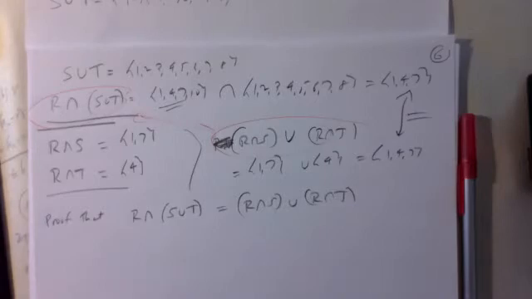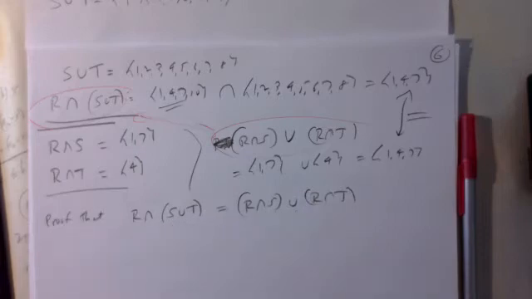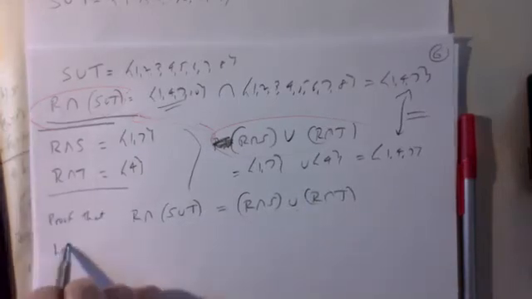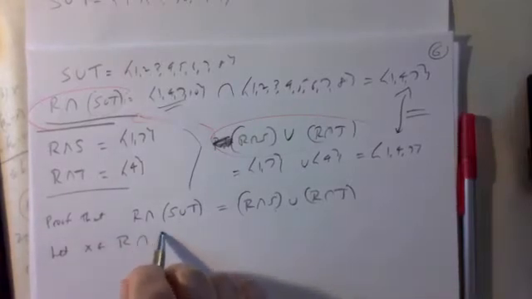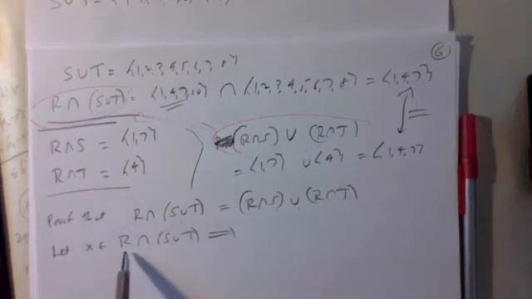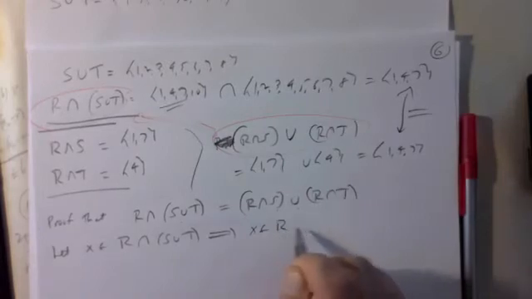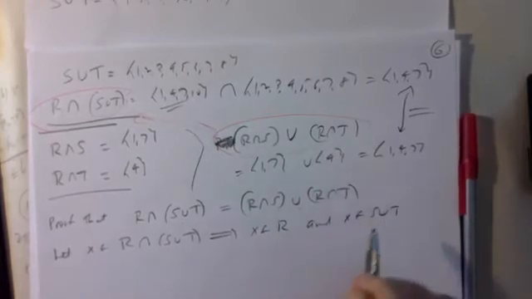How do you prove that? You have to show that if something is an element of the set on the left, it's an element of the set on the right. And conversely, if every element of the set on the right is an element of the set on the left. So let X be an element of the set on the left, R intersect S union T. So by the definition of intersection, this means X is in R and X is in S union T.